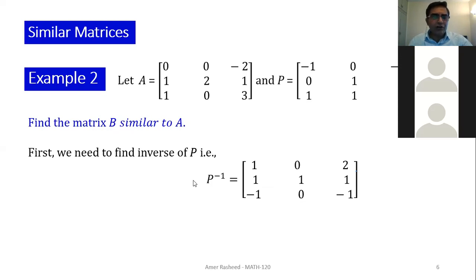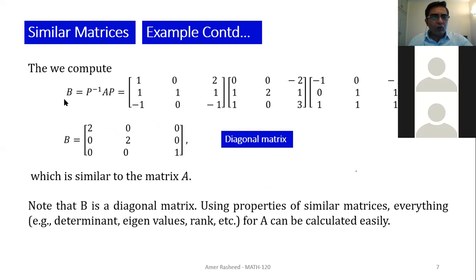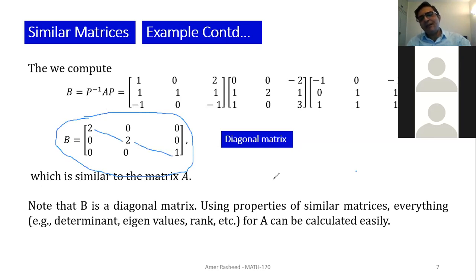Now, in order to find B, we write B equals P inverse A P. We write P inverse here, A and P. We multiply all these three matrices, and we get this. Now what is this matrix B? If we look at this matrix B, we can see that it is a diagonal matrix, and B is similar to A.